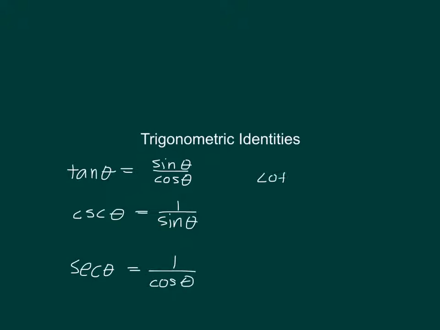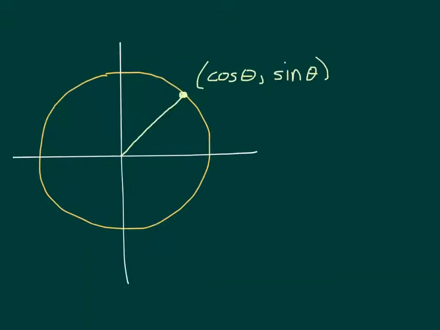And cotangent theta is cosine theta over sine theta. Those are the trigonometric identities we have already discussed. Okay, we should be familiar with those. Why are we dealing with these?